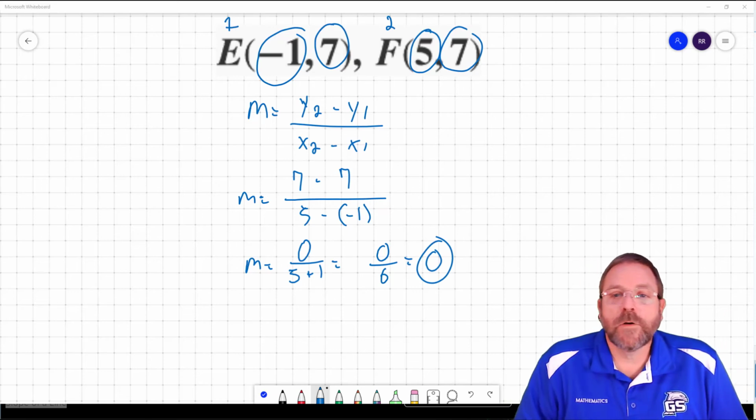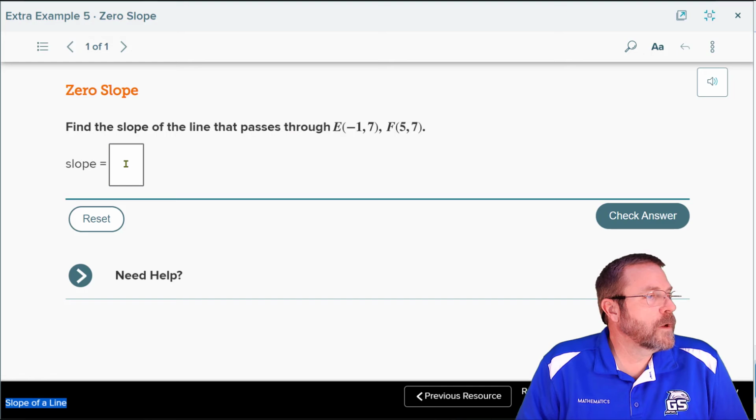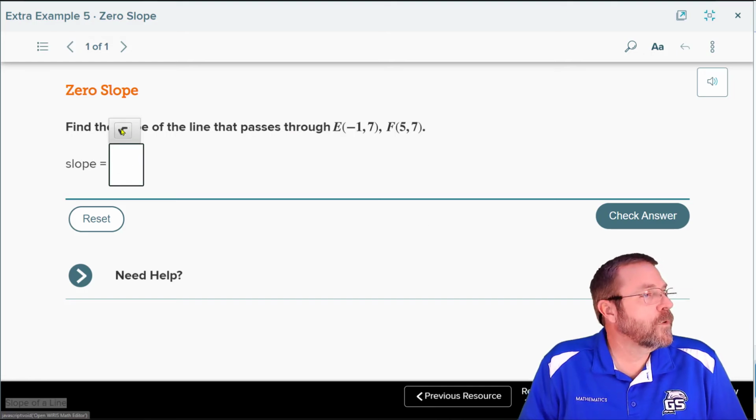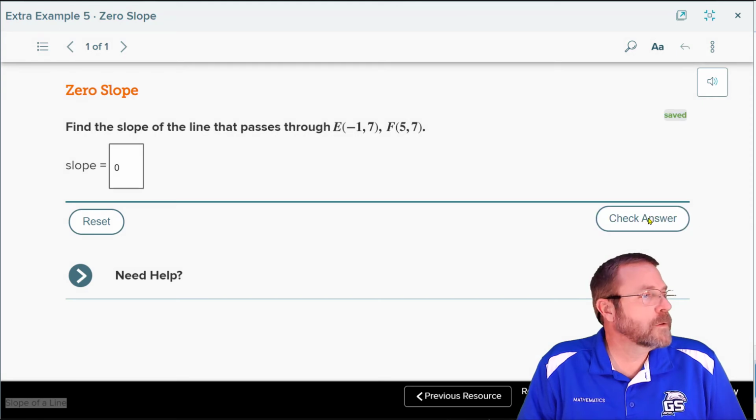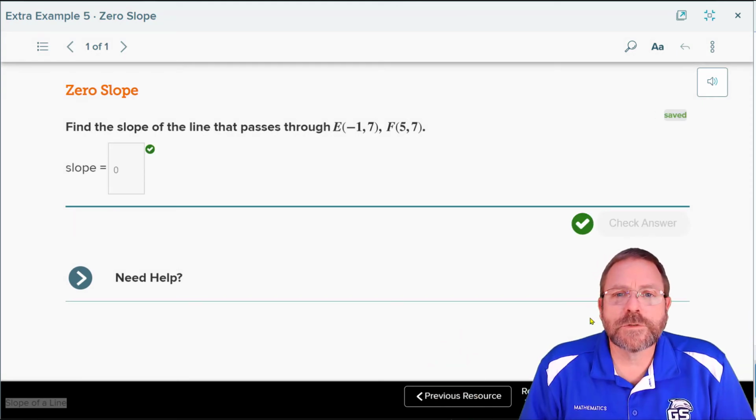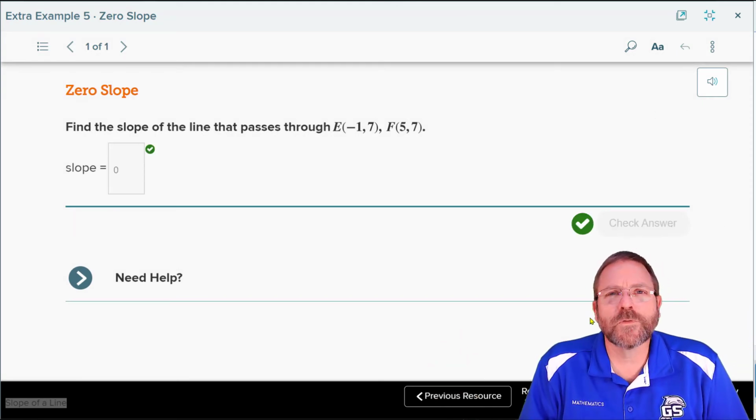We can jump back over to our textbook now. Plug in that value of 0 for the slope. Accept and check. And the answer checks. Slope is 0. There's no rise compared to the run.